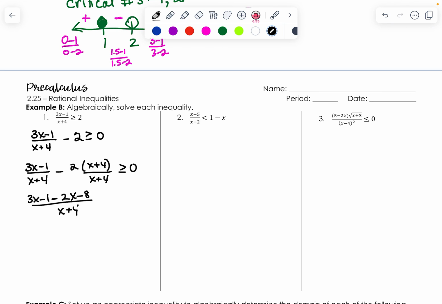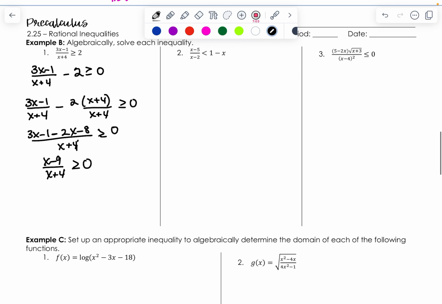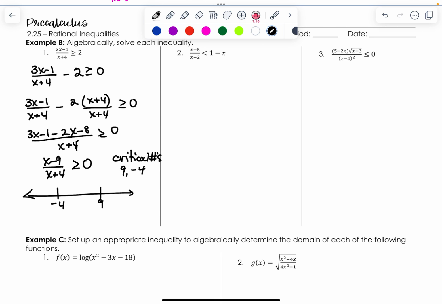You remember this was our launch problem. So that's x minus 9 over x plus 4. So my critical numbers are 9 and negative 4. The negative 4 is in the denominator. So denominator critical numbers are always open. And the top one is either open or closed depending on what you're given.